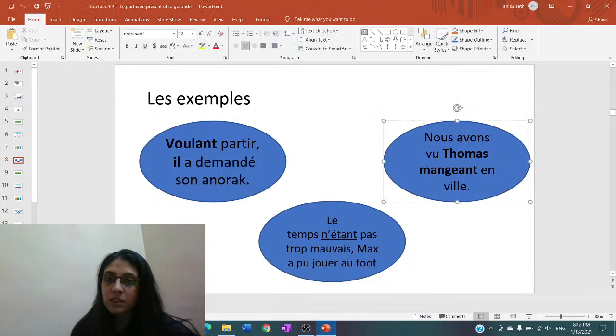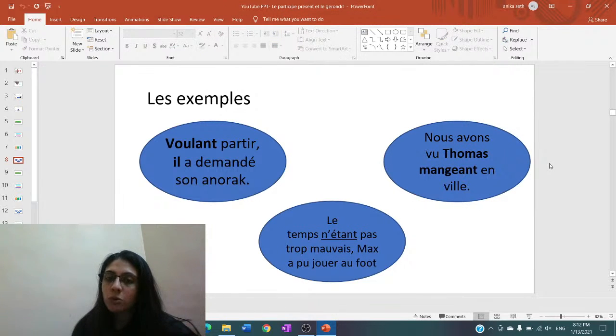Then the next one is nous avons vu Thomas mangeant en ville. Nous avons vu Thomas mangeant en ville. We saw Thomas eating in the city. So like we saw him in the city and he was eating. So nous avons vu Thomas mangeant en ville. So here mangeant is the present participle. We have formed the present participle by conjugating the verb manger in the nous form.